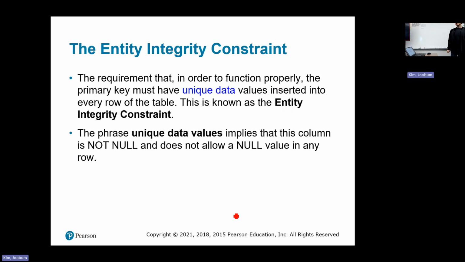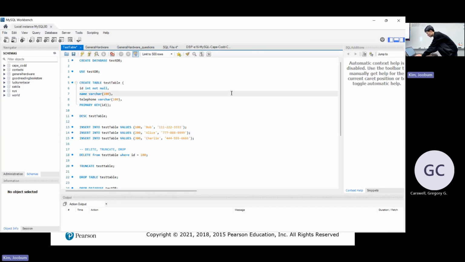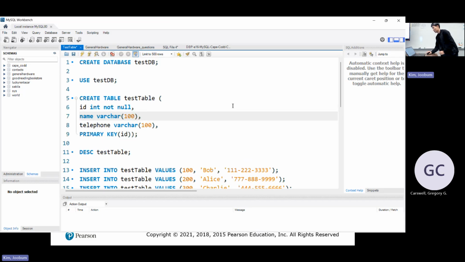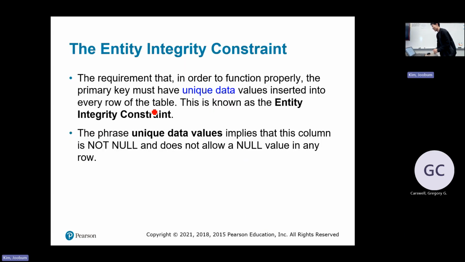Related to the primary key, there is a constraint called the entity integrity constraint. When you create a table like this: create table test table, ID, name, telephone. There are three columns. If we want to use ID as the primary key, we add one keyword, not null. What does that mean, not null? Yeah, that's right.